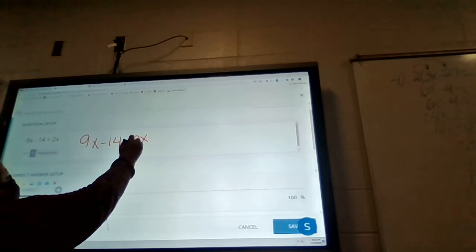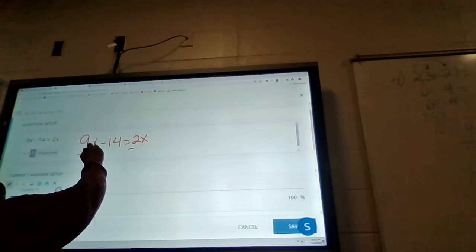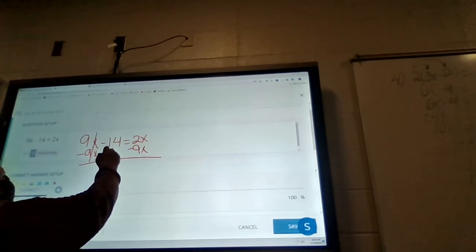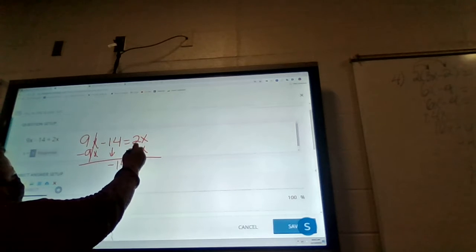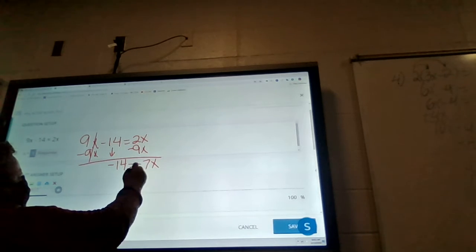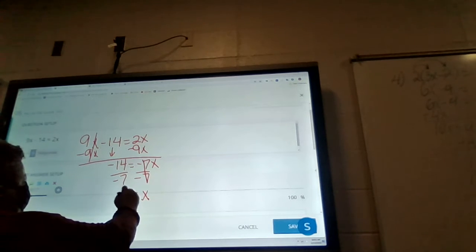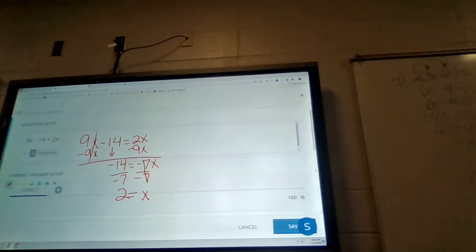So you can, let's say, subtract 9x from each side. You could do that, or you could subtract 2x from each side. Bring that down. So minus 14 equals minus 7x. One stepper. Divide by minus 7, and x is a positive 2. Any questions? I think somebody added 9 and 2x and got 11x equals 14, and then divided and got like a 1.2 or something.